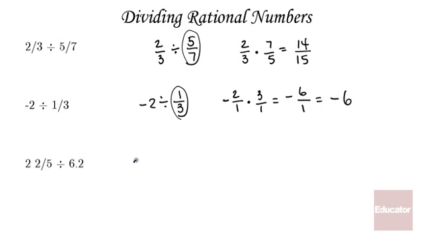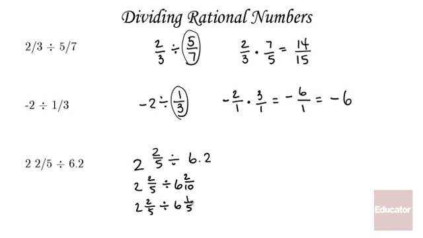Next, let's take a mixed number, 2 and 2/5, and divide with the decimal, 6.2. I'm going to take the 6.2 and change that into a fraction. So 2 and 2/5 divided by 6 and 2 over 10. The 2 over 10 will simplify to 1/5. If you forget how to change decimals into fractions, you can review a previous lesson.